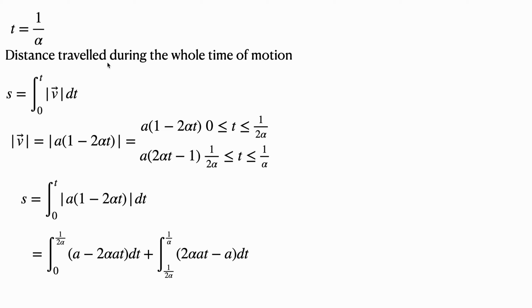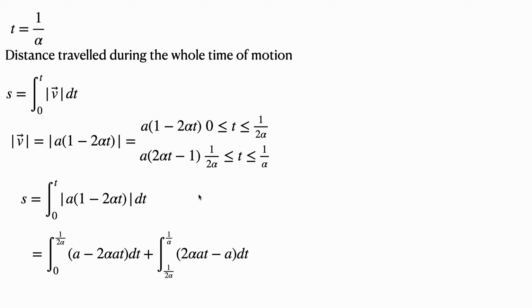Now let's evaluate the distance traveled during the whole time of motion. So we know the formula: distance equals the integral of the modulus of velocity dt from 0 to t. So we have the velocity vector as a multiplied by (1 − 2αt). If you take the modulus of this vector, we will get the speed of the particle at any instant of time t. So in the time duration 0 to 1/2α, the modulus will be a multiplied by (1 − 2αt), and in the time duration 1/2α to 1/α, the modulus will be a multiplied by (2αt − 1).